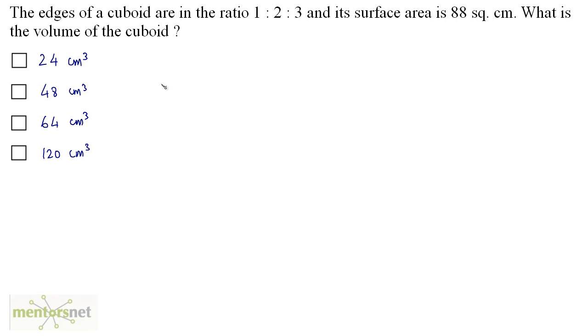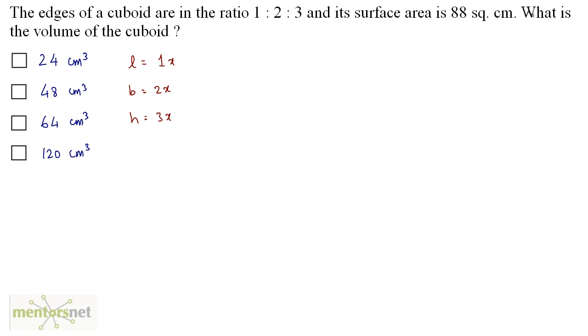The edges of a cuboid are in the ratio 1:2:3 and its surface area is 88 square centimeter. What is the volume of the cuboid? Well, we have been given the ratio of the edges of the cuboid. So I can say that the length can be equal to 1x, the breadth can be equal to 2x, and the height can be equal to 3x, x being the constant so that the ratio remains the same.